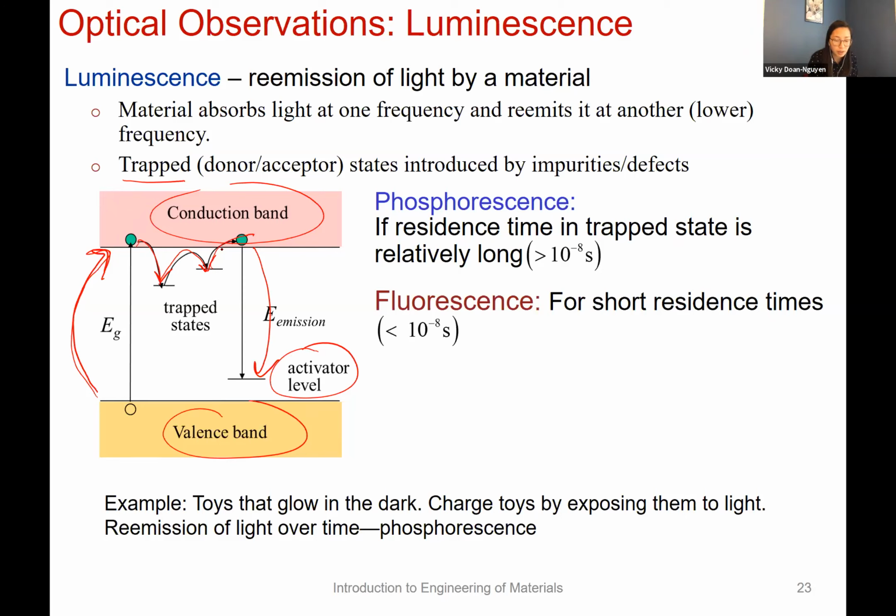So all of this, if the electron is trapped in these states for a quote unquote long time. What is a long time? It's longer than 10 to the negative 8 seconds. So if it's longer than that, which of course seems really short, then we call that phosphorescence. So that's basically glow in the dark type material. If it's shorter, we call that process fluorescence. And that just is an indication that the occupation in these trap states is short based on our definition.